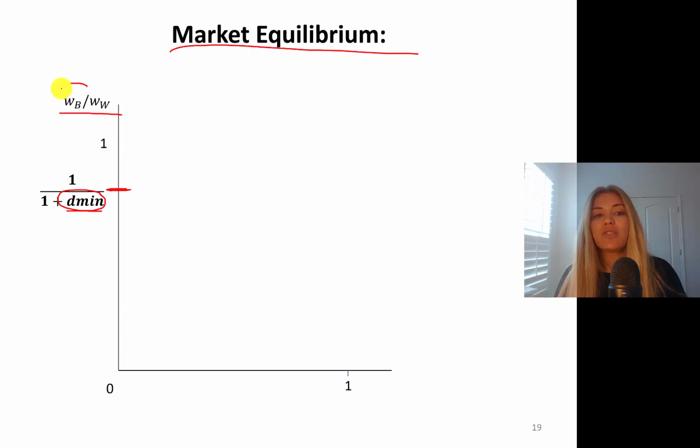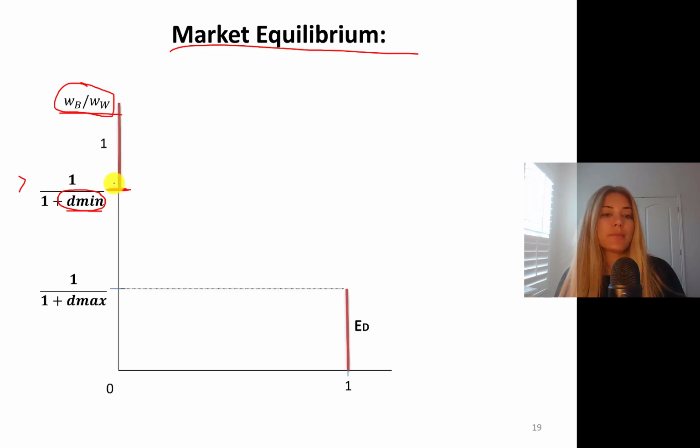So if the wage ratio of black to white workers is greater than 1 over 1 plus D min, we're going to see companies only hiring white workers. If black workers are getting paid such low rates that the ratio is below 1 over 1 plus D max, then all the companies will be hiring black workers. So if you see an economy where everybody's hiring black workers, that doesn't mean they're necessarily non-discriminatory. That means there's a wage gap between these groups, such that it is less than 1 over 1 plus the maximum discrimination coefficient.